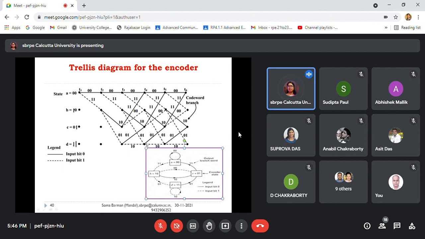Because the encoder constraint length is 3. We are considering an encoder of constraint length 3. So that's why after the third stage, the paths merge. Though initially they diverge, after the third stage they are merged. Clear? So as each time passes, for each node, two paths will diverge, and again after the third stage the paths will merge. This is the trellis diagram.